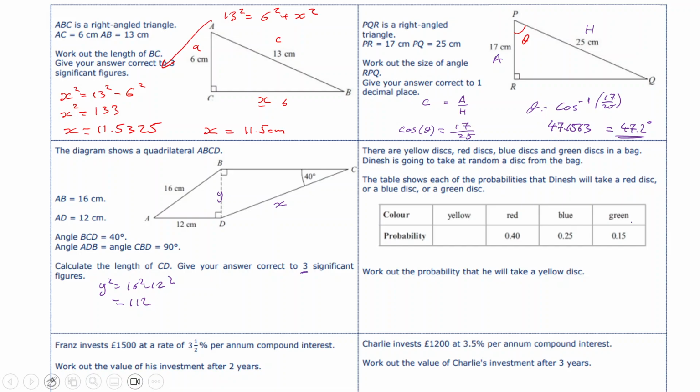Now, if I change pen colour just to make this clear, now I can use trig. This side would be the hypotenuse, this side would be the opposite. And I want to work out the hypotenuse this time. So if my trig ratio is SOH, so sine is equal to opposite over hypotenuse, and I want to work out the hypotenuse, it is going to be equal to O over S. So x is going to be equal to y divided by sine of 40.